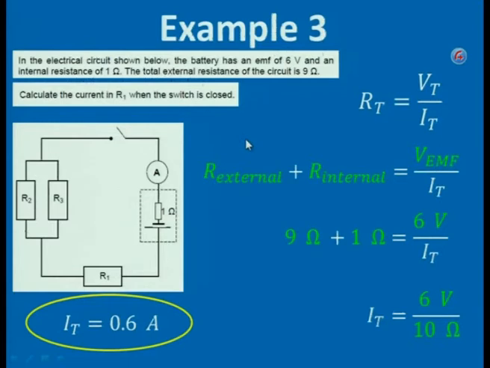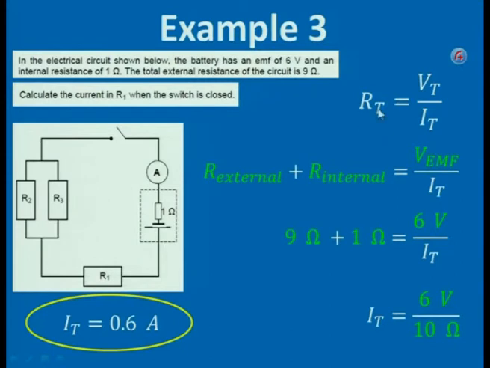Okay, the last example for this lesson. In the electrical circuit shown below, the battery has an EMF of 6 volts and an internal resistance of 1 ohm. The total external resistance of the circuit is 9 ohms. Calculate the current in R1 when the switch is closed. Okay, we want the total current. That is the current flowing through R1.